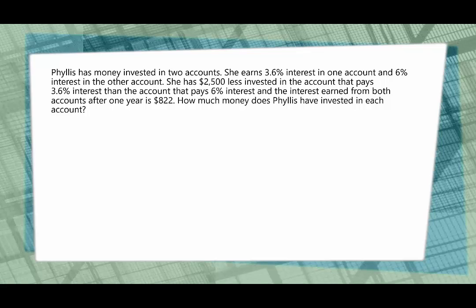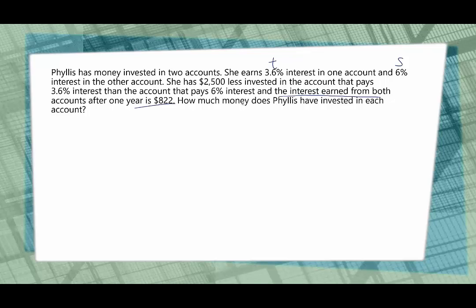Okay, so let's break this down step by step, or sentence by sentence. Phyllis has money invested in 2 accounts, so we're dealing with 2 things here. One, we know she earns 3.6% interest, so I'm going to use T to represent that. And the other is 6, so I'm going to use S to represent that. Okay, so T is the 3.6 and S is the 6%. Now the other thing that we know, I'm going to skip over the first part of the next sentence. We know the interest earned from both accounts after 1 year is $822.